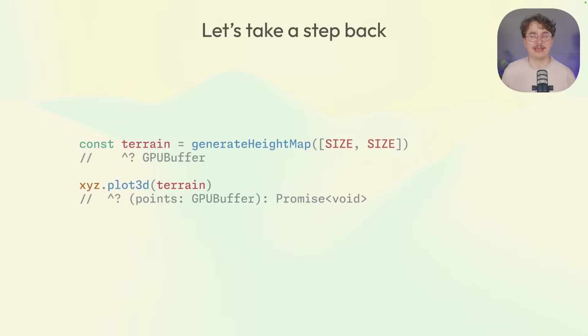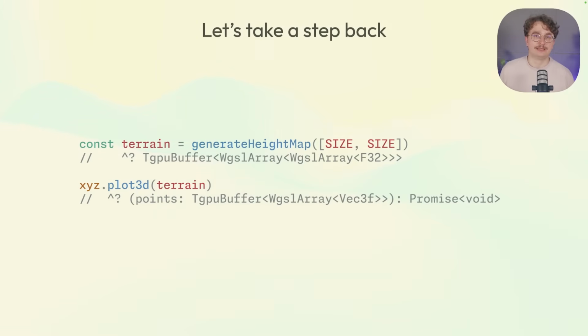So let's take a step back and see how the APIs of those two libraries would look if they were written in TypeGPU instead. You can see that the buffers are not raw pointers anymore. They're actually well typed. We have a buffer of an array of F32. So that tells us that it's an array of floating point numbers. I feel like that's pretty clear.